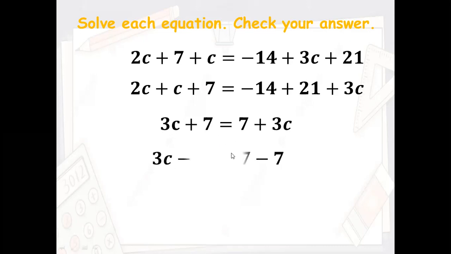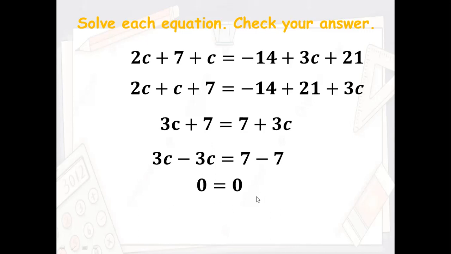But still, if we want to further simplify this equation, we will have 3c minus 3c equals 7 minus 7, which will give us 0 equals 0, which means both sides of the equation are equal. Now it doesn't always need to be 0. It can be 4 equals 4, 5 equals 5, or 10 equals 10, not necessarily 0, but most of the questions in your book will be given as 0 equals 0.